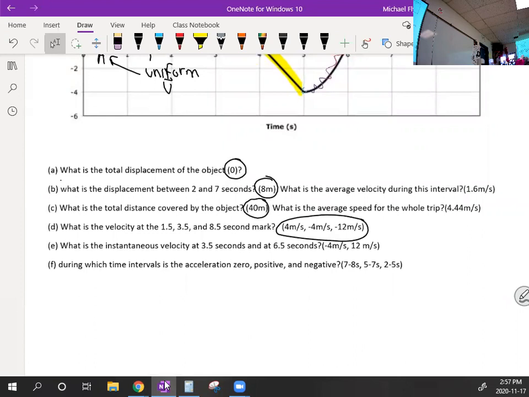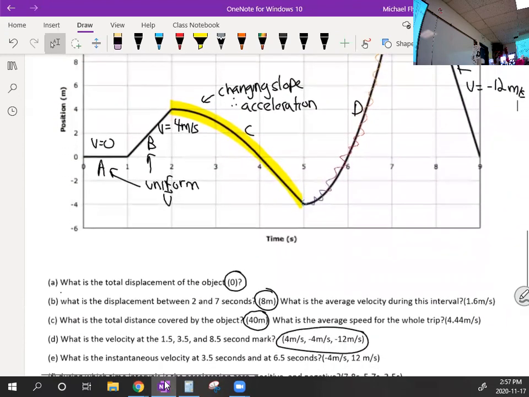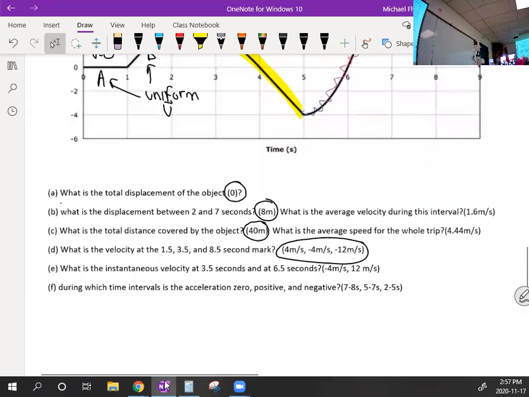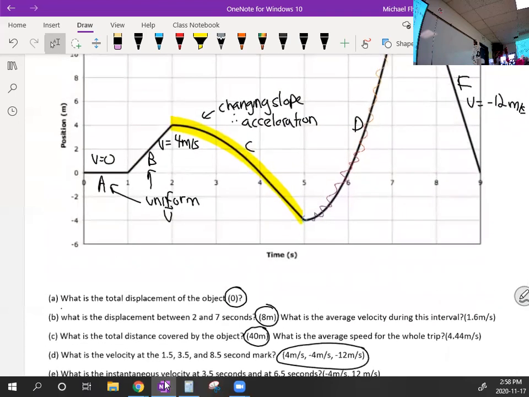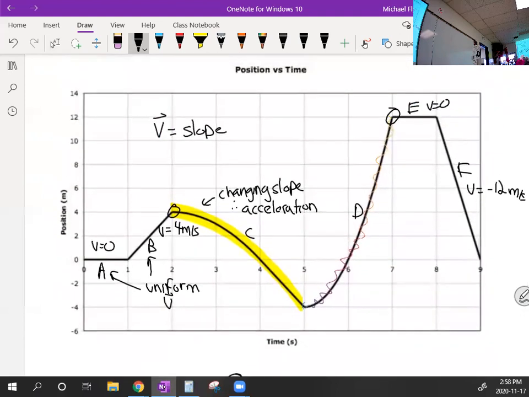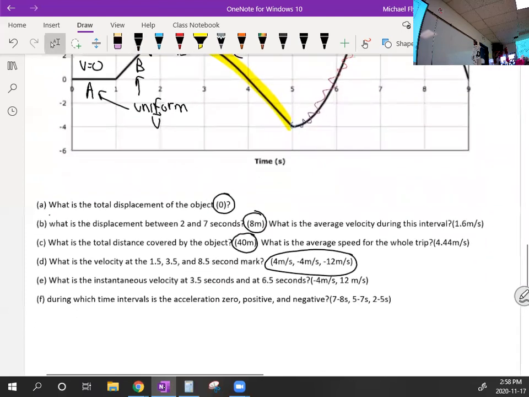First of all, what's the total displacement? No problem, we did that in class: beginning point, end point, and it starts at 0, ends at 0, so the total displacement is 0. Now, what is the displacement between 2 and 7 seconds? Well, we did that also in class. At 2 seconds, the object is here. At 7 seconds, the object is up here. And so it goes from 4 meters to 12 meters. That is a displacement of 8 meters, okay? And so that's why the answer is 8.